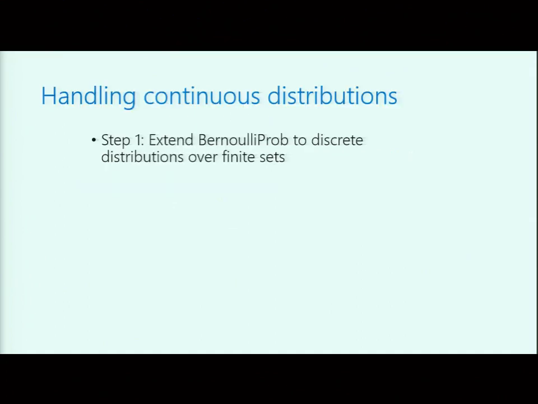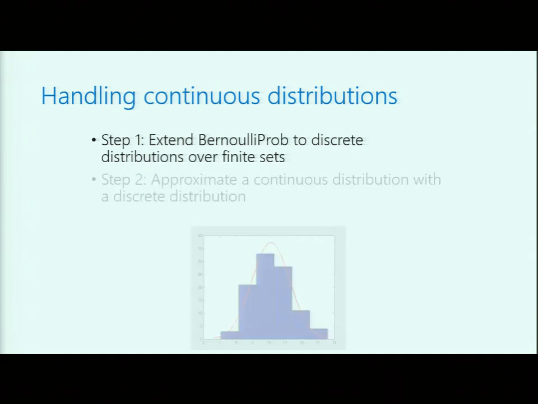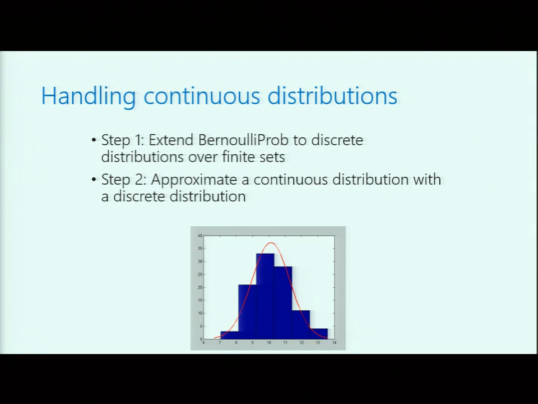And then the algorithm that I described is over discrete distributions. There are various tricks you can use to get it to work over continuous distributions. One trick is to approximate continuous distributions as discrete distributions by converting them to histograms.